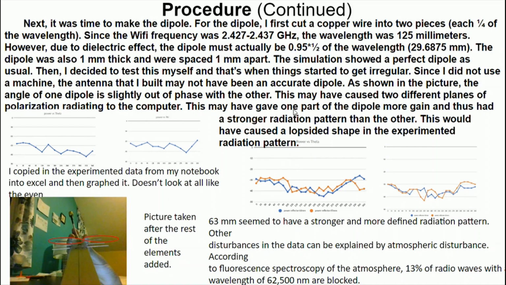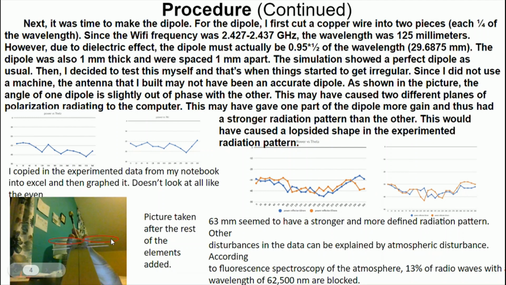I spent some time building various Yagi-Uda antennas, changing my independent variables. One of those independent variables was the reflector size. Although I had 65 millimeters before, 63 millimeters seemed to produce a stronger and more defined radiation pattern, so I chose that instead.